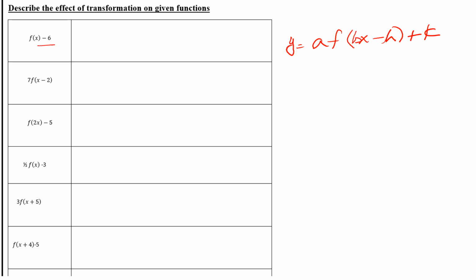So what is written here? Negative 6. What does it represent? It represents k. Yani compare the equation with the actual equation. So k is given. So just write here k equals to whatever the sign, we take the same sign, negative 6. What does it say? It says move 6 units down.